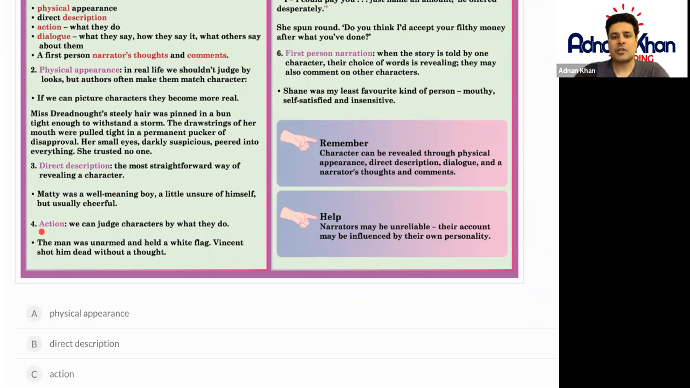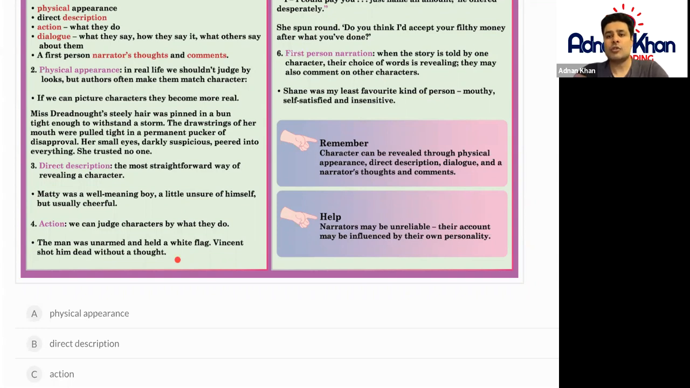Point 4, action. We can judge characters by what they do. So the man was unarmed and held a white flag. Vincent shot him dead without a thought. So here, from the actions, we can tell that this particular man didn't have any weapons, he was unarmed, and he was holding a white flag. White flag means peace, so don't want any conflict. However, a person called Vincent actually shot him dead without a thought.